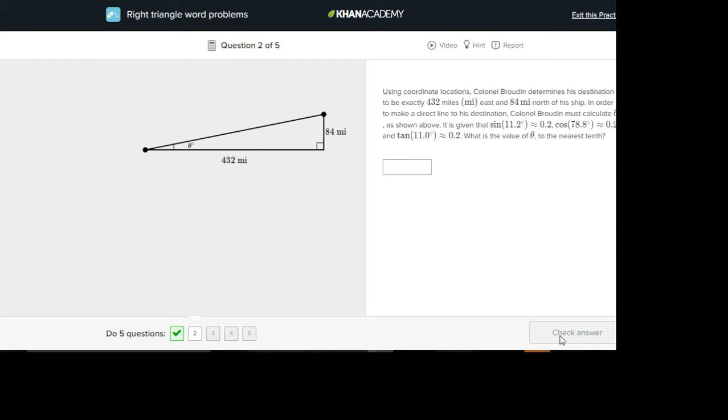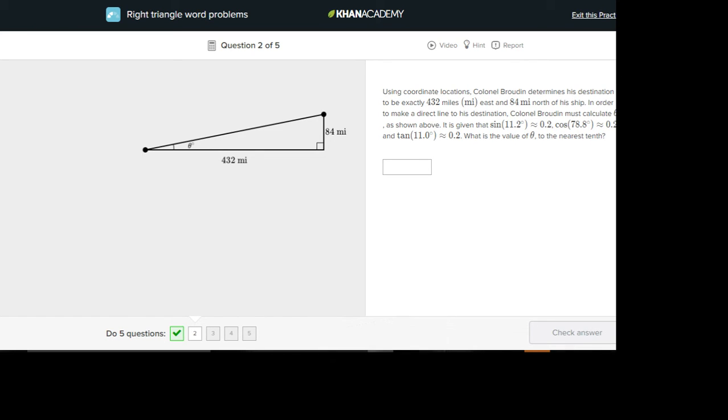Dude, I have no idea where to start on this. What sides of the triangle do you have? We have opposite and adjacent. So what trig function is that? Tangent. So how many degrees is it then? How do you do that? 11 degrees. I think that's what it's trying to tell you.